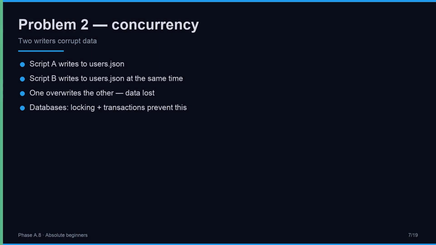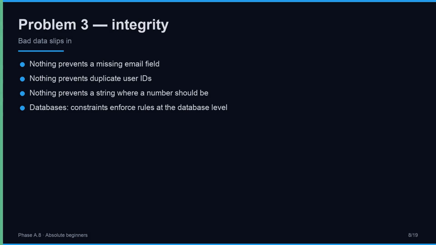Second problem, concurrency. Imagine 2 scripts running at the same time. Script A reads users.json, adds a new user, and writes it back. Script B does the same thing at the same moment. Both read the original file. Both add their user. Both write. The last writer wins, and the first writer's data is silently lost. Files have no locking, no coordination. Databases solve this with transactions and locking, one writer at a time, guaranteed. Last writer wins.